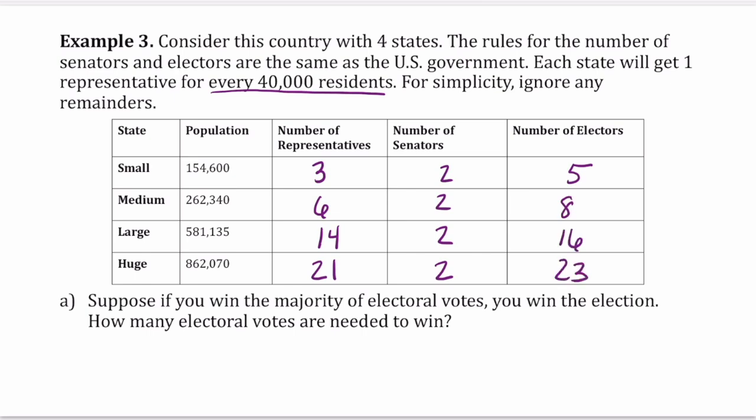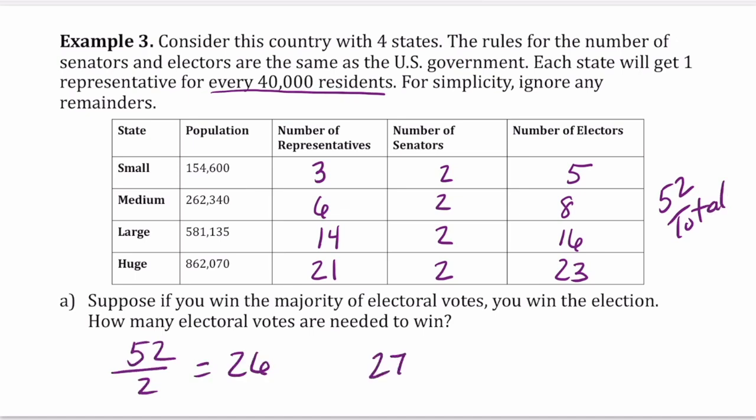Now that we have this table filled in, we'll see that there are 52 total votes. 50% of that would be 26, and we want more than 50%, so we'll add 1 to that number, giving us 27 votes needed to win the election.